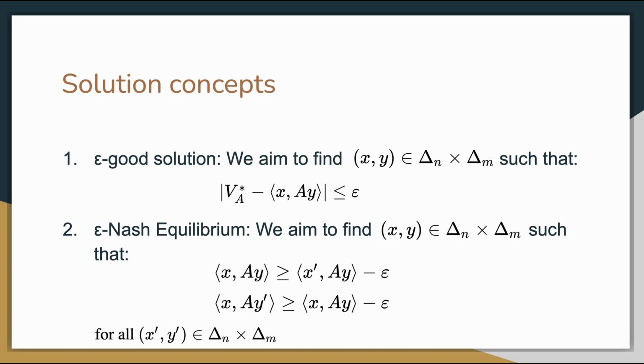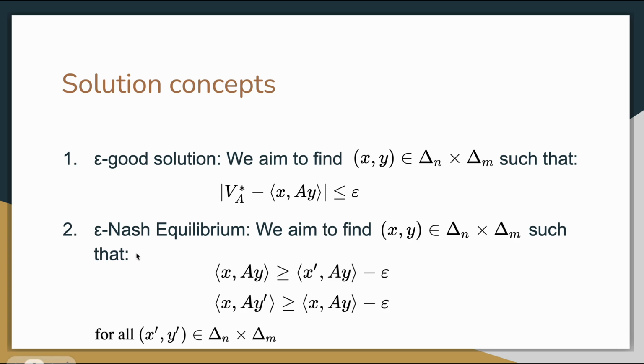Here are two solution concepts that we will be focusing on. First is the epsilon-good solution. We want to find some pair (x, y) such that it is close to the value of the game. To be precise, we want the absolute value of the difference v_A* minus the inner product x^T A y to be less than or equal to some epsilon.